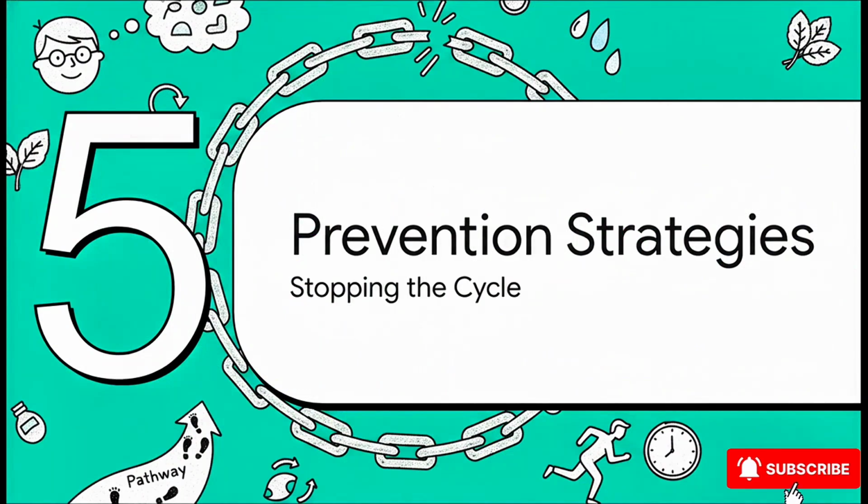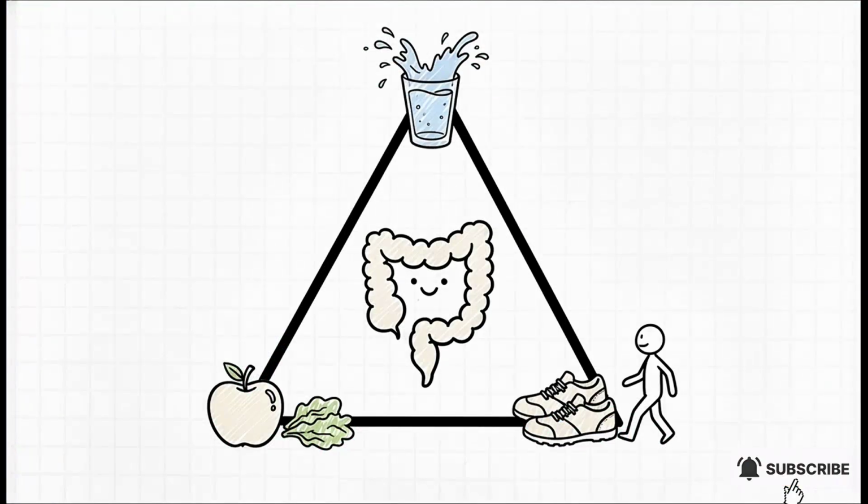Section 5. Prevention and patient communication. Stopping the recurrence cycle. At the end of the day, the absolute best way to treat fecal impaction is to just prevent it from happening in the first place. It all boils down to the long-term prevention triad: hydration, fiber, and mobility. I know, they sound super basic, right? But their daily integration is literally the cure.